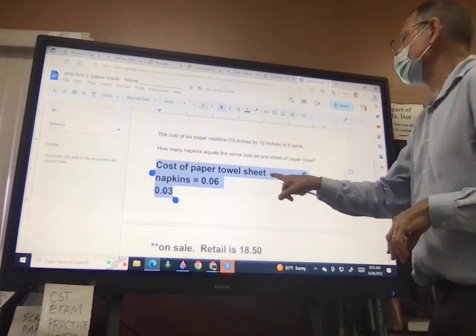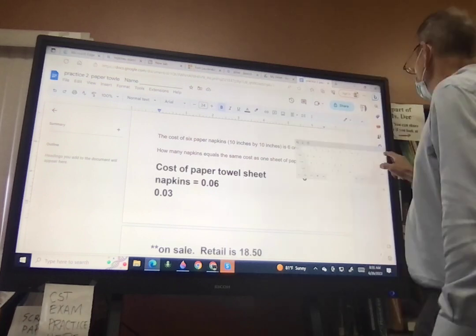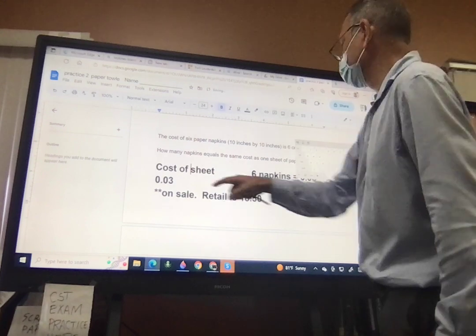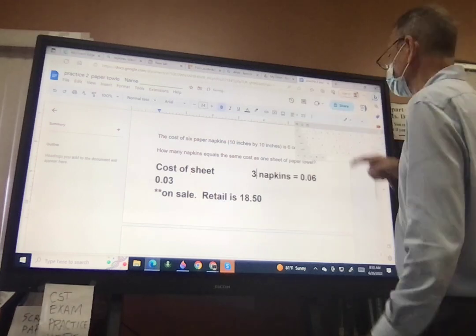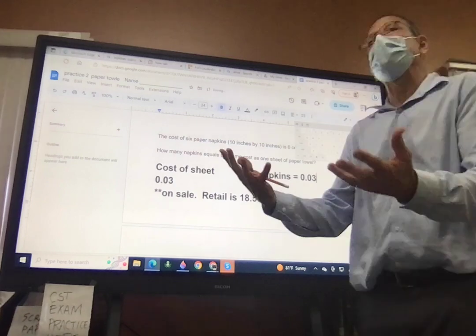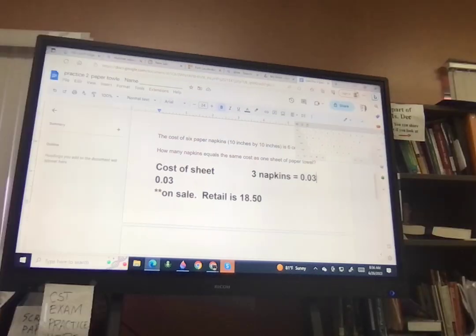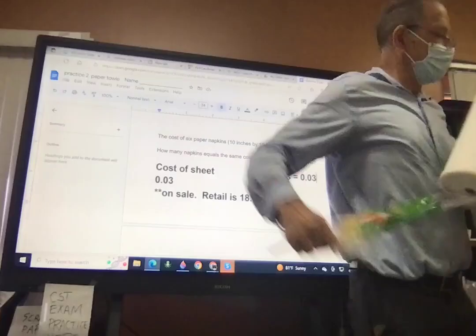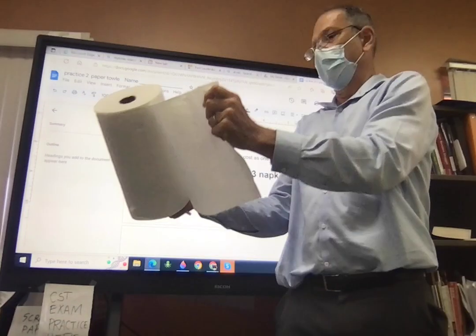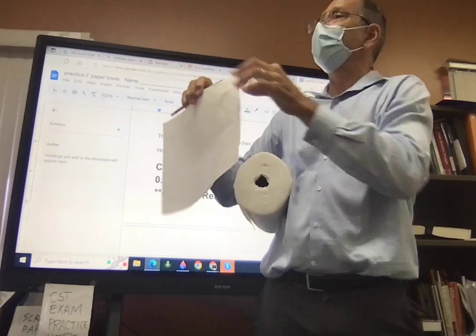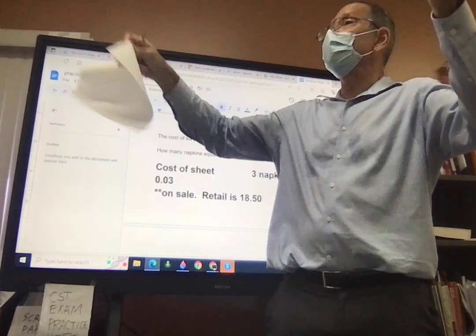So that's basically the idea, that if I take three napkins, it's going to be the same as one sheet. Cost of a sheet is 3 cents. Six napkins is 6 cents. So I can change this to be three napkins is 3 cents. And that's basically what I have to do. I can take one of these. Look at that. And if I take three little napkins, this is the same as three little napkins. I'd rather be using this because it's stronger.